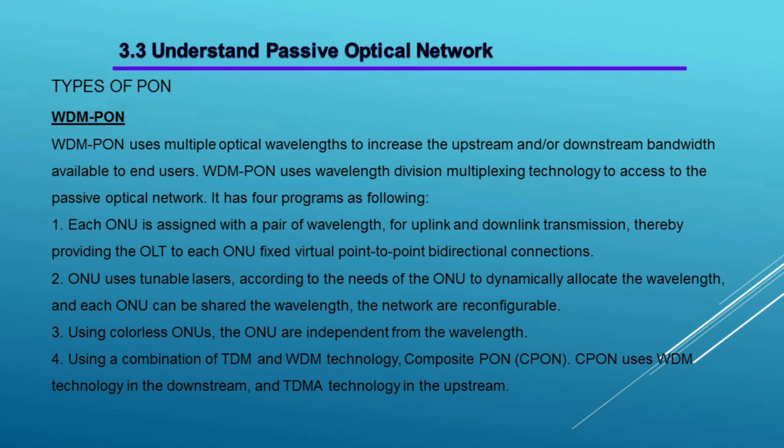WDM PON. WDM PON uses multiple optical wavelengths to increase the upstream and/or downstream bandwidth available to end users. WDM PON uses wavelength division multiplexing technology to access the passive optical network. It has 4 schemes as follows. 1. Each ONU is assigned a pair of wavelengths for uplink and downlink transmission, thereby providing the OLT with fixed virtual point-to-point bidirectional connections to each ONU. 2. ONUs use tunable lasers to dynamically allocate the wavelength according to the needs of the ONU, and each wavelength can be shared.